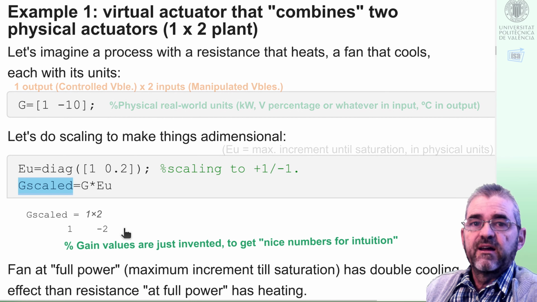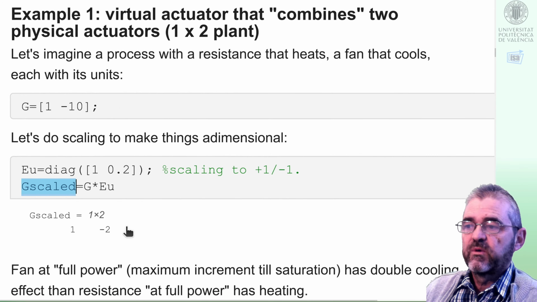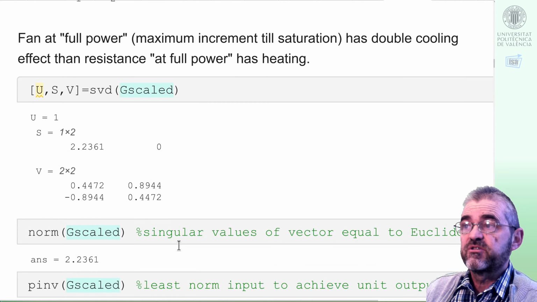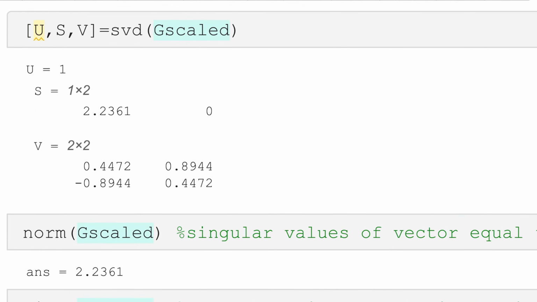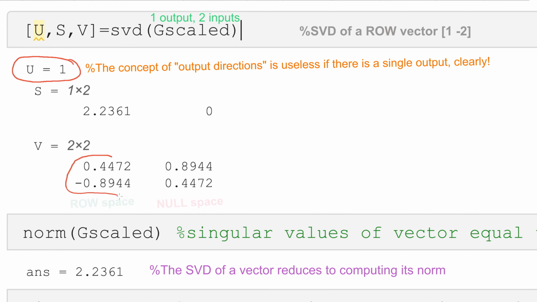I mean, 1 and 2 are just invented to get a clear intuition. Well, we have this G scaled. Then let us do the singular value decomposition. Here we have it. As we have just one output, the output direction is just scalar 1, so there is no capital U matrix. And then the principal maneuver is moving my actuators in this direction, and that principal maneuver has a gain of 2.23.